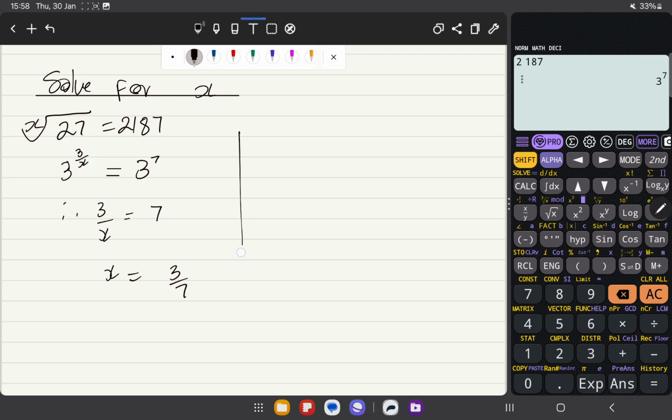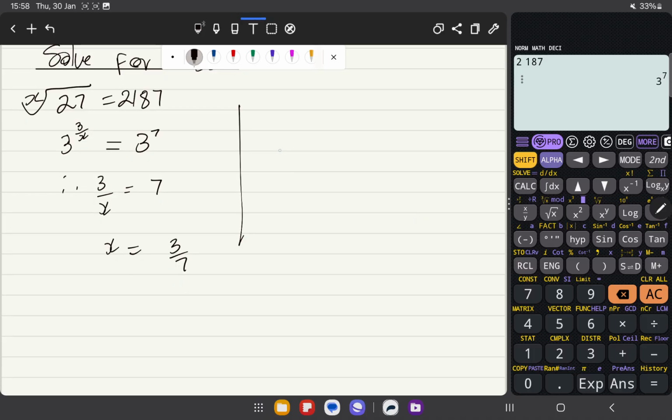I mean, if I do it the longer way, I have 3 over x equals 7. This is over 1. Cross multiply, you have 3 equals 7x. Divide by 7 on both sides. Then you have x equals 3 over 7. So it doesn't really matter. Yeah, but I believe both give the same marks. Let's jump into the next question.